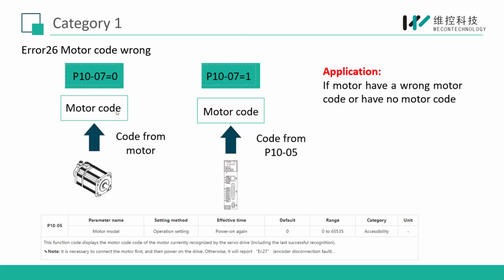First, let me check. First, we need to set P10.5 as 1, and then we need to set the... Oh, sorry. First, we need to set P10.7 as 1, and then we set the code to P10.5. Two steps.